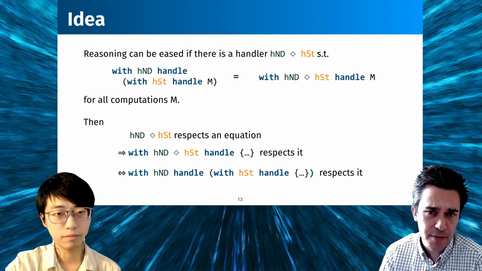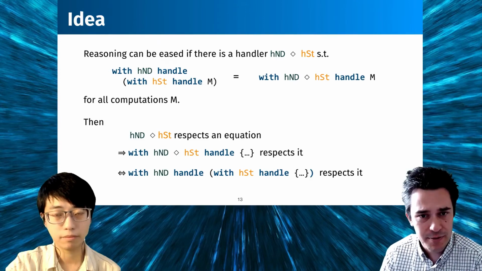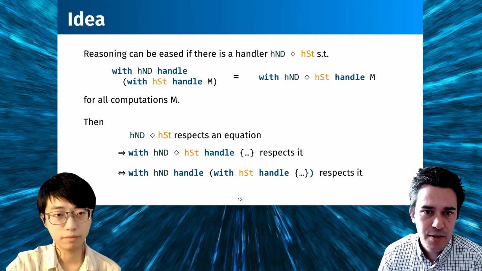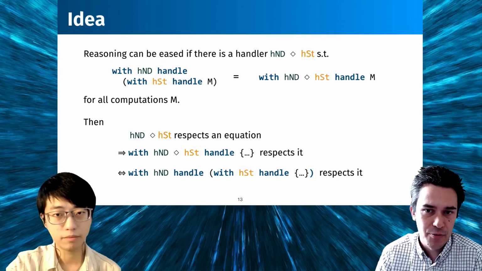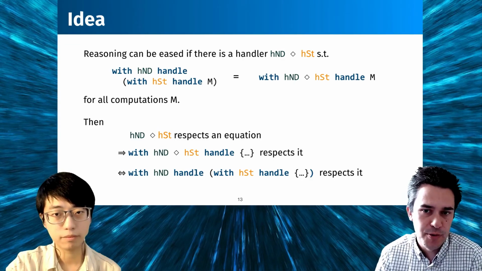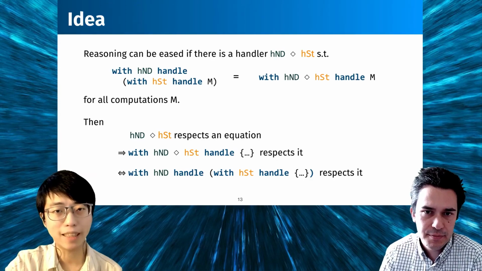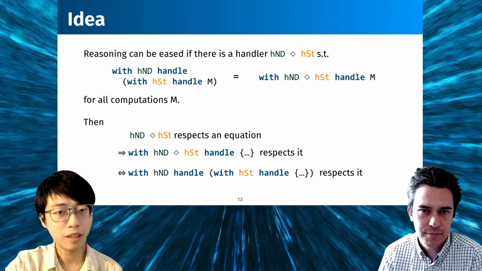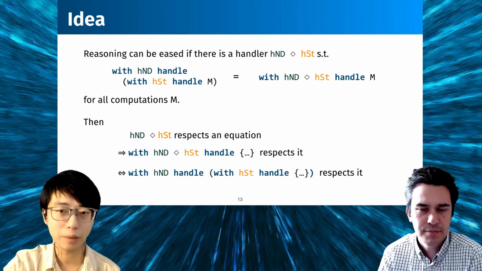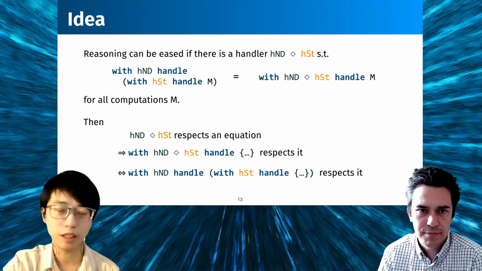The point is that verifying the fused handler respects an equation is relatively easy, and it implies that handling with the fused handler respects the equation too, since the with-handle construct is a model homomorphism of the effect theory. Right. And then handling with the fused handler is equivalent to the composite handler. It sounds like a good idea, but it's not immediately clear to me how to define your diamond operator for fusing handlers.